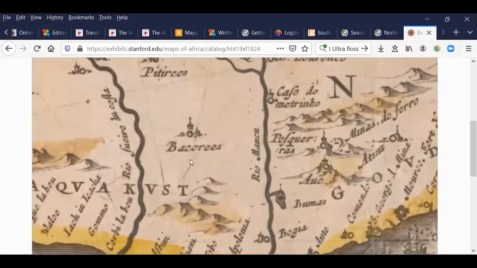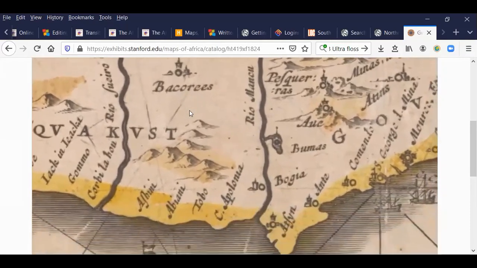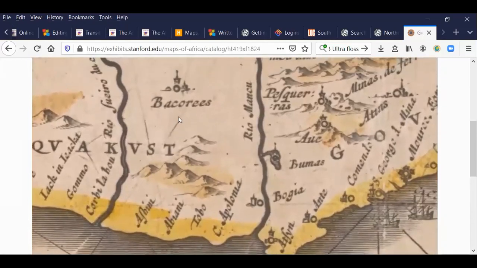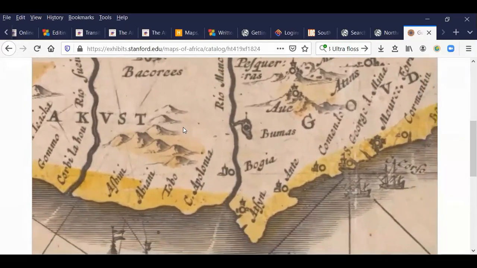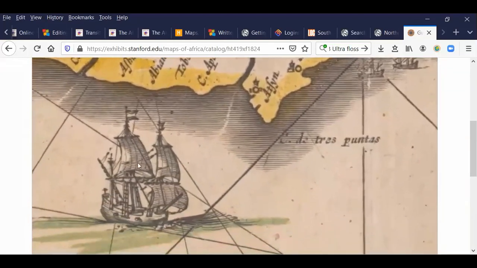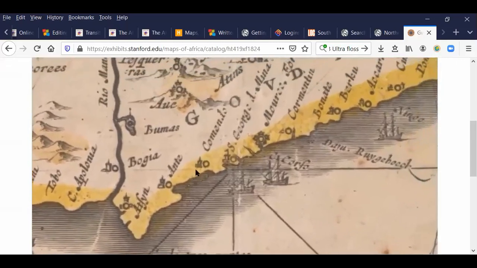This is actually a very interesting question. Who are the Bakoris? They appear in early maps, especially in Dutch maps of the time. And then they disappear, or I should say, the name disappears from the map. We have no idea whether the people disappear, and that in itself would be the subject of extended discussion among historians. The presence of a name does not necessarily mean the presence of a people.